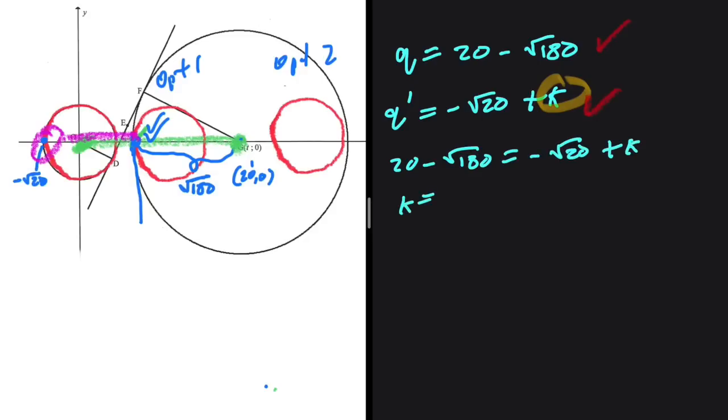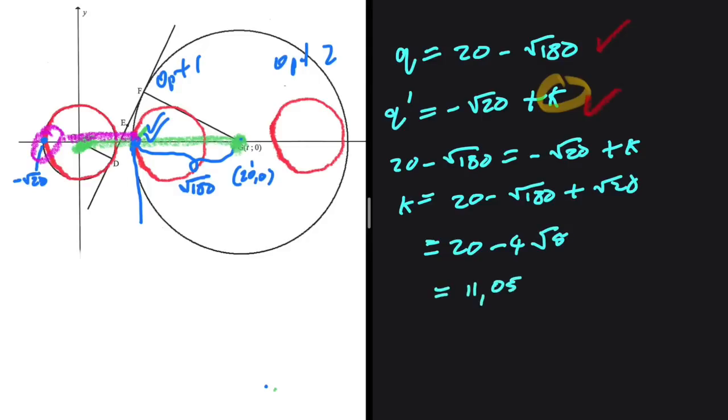So k is equal to 20 minus square root of 180 plus square root of 20, right? Let me just go ahead and put that in my calculator. Let me see what I have. I'm getting k is equal to 20 minus 4 square root of 5, which in decimals is 11.05. So this is one possible value of k.